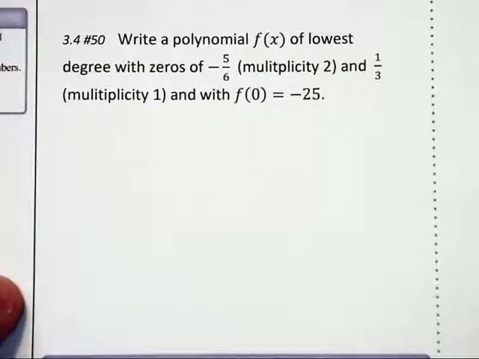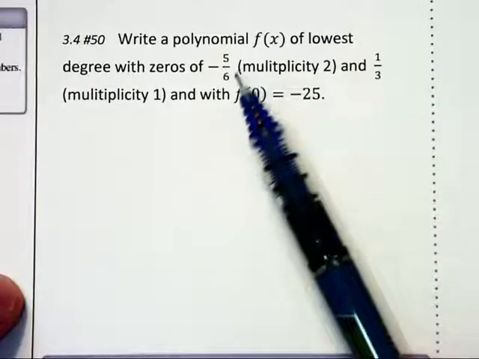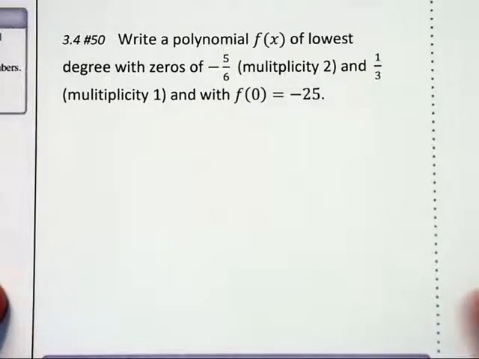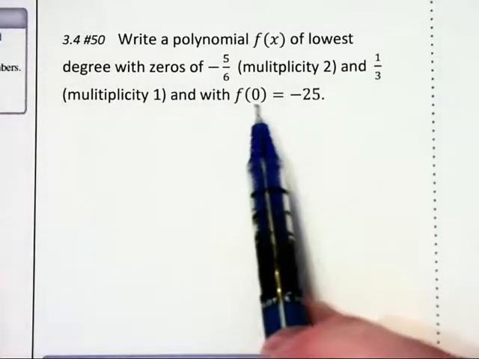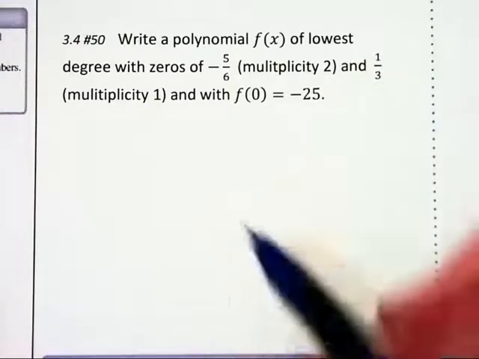Now we're being asked to write a polynomial with these zeros with given multiplicities. But they're throwing an extra little twist in here: f of 0 needs to equal negative 25.